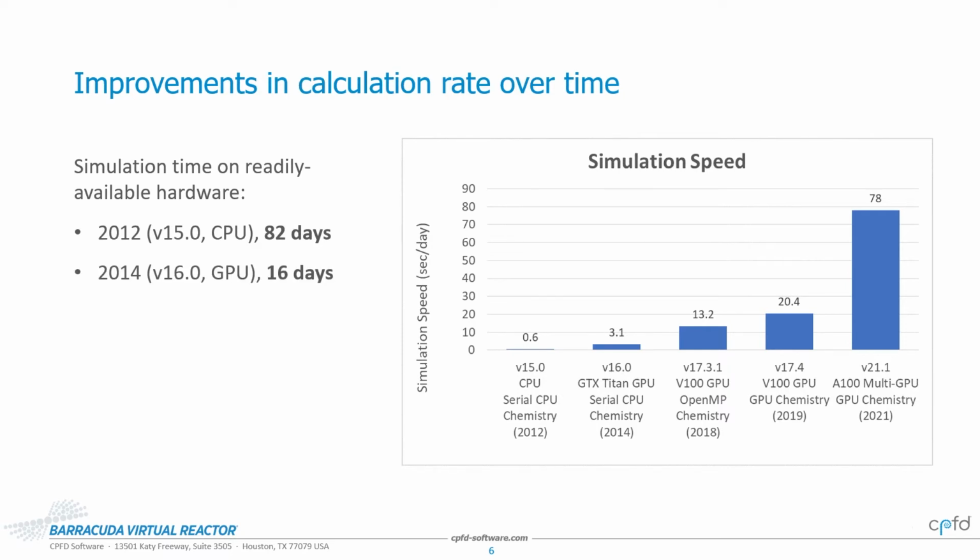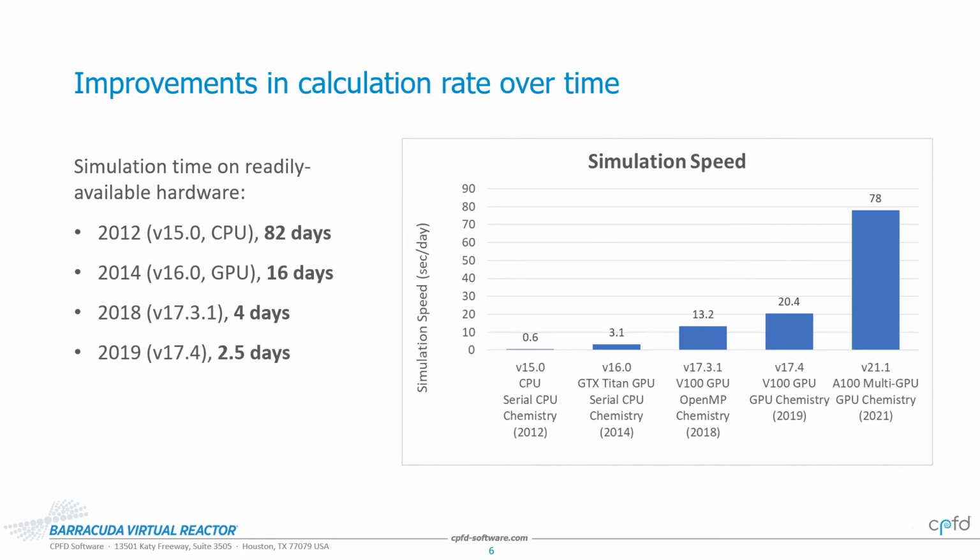So a couple years later, with our first GPU release, this went down from 82 days to 16 days, a significant improvement there. Later, with additional parallelization and development of the software, it was down to 4 days. There are also questions about V100 numbers versus A100s. We start to see some of that here. So software improvements, but also significant hardware improvements.